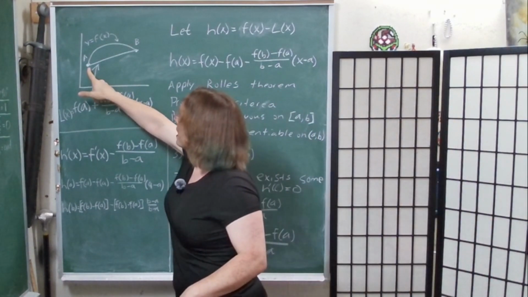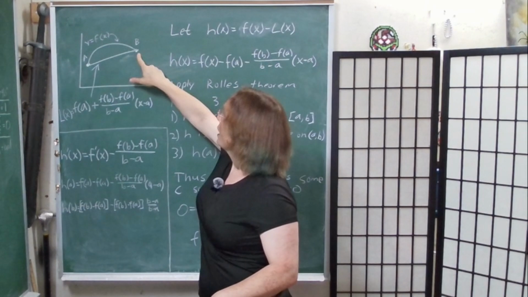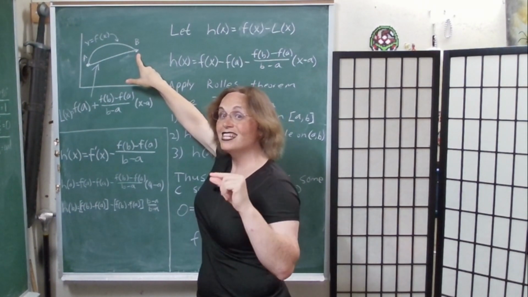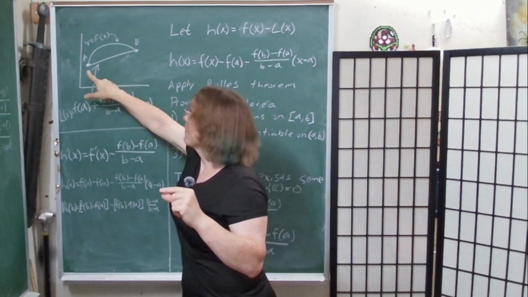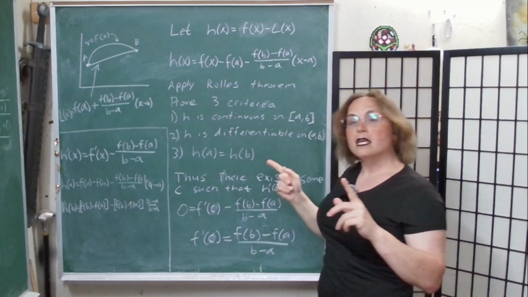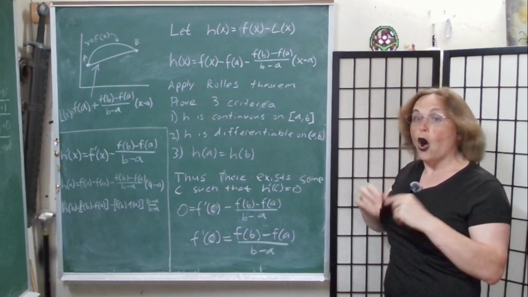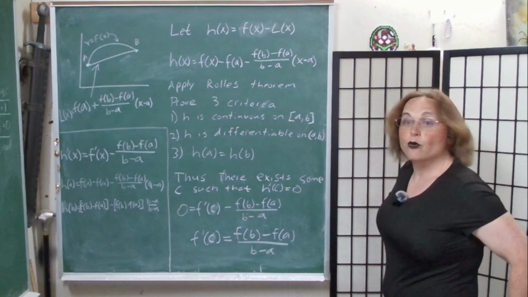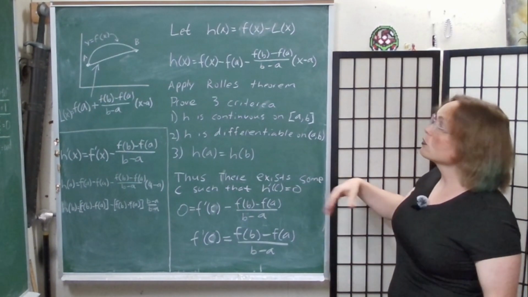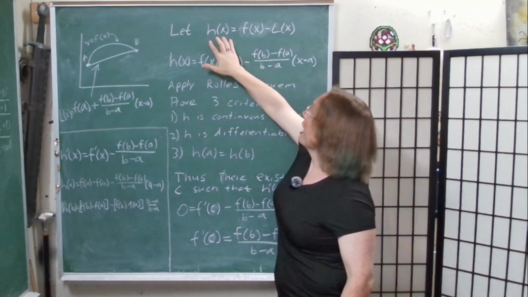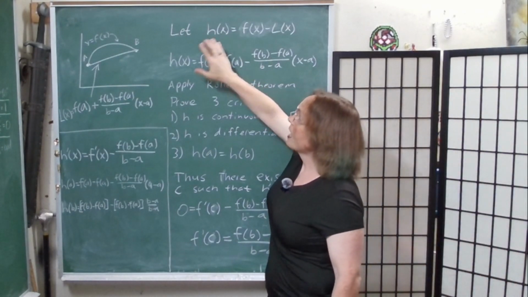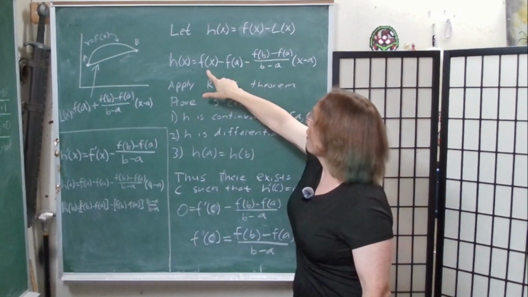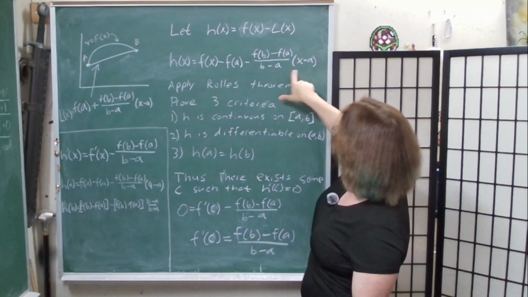Because when you look at it, the secant intersects the curve at those endpoints, which means the difference between the curve and the secant is 0 at those endpoints, meaning it actually satisfies all of the things we need for Rolle's theorem. And we're actually going to go ahead and prove that really quickly. So the first thing we do is we set up our function. Our function is h of x, and it's defined as our curve minus our secant. So we have our f of x minus that linear approximation.